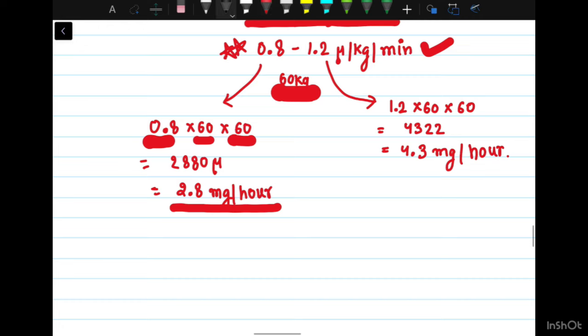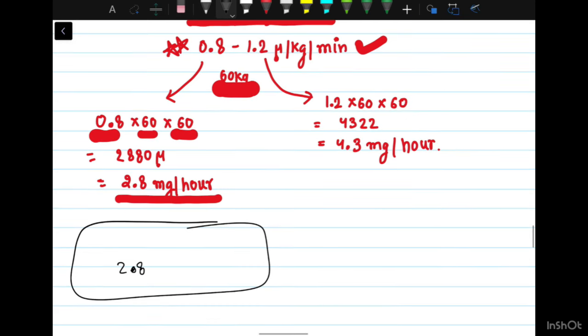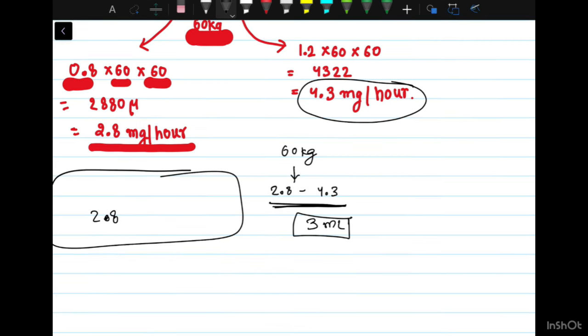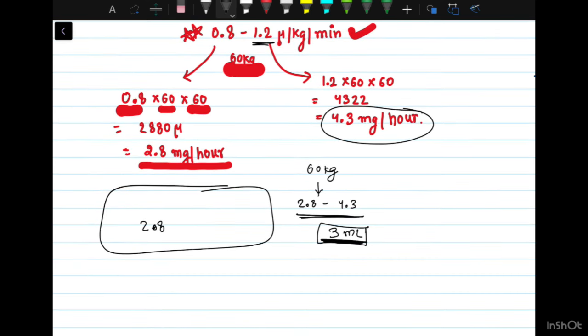So you have to adjust the infusion pump to 2.8 as the rate for the infusion, and if you take it as 1.2, then it will be 4.3. So for a 60 kg man, you can set the rate in between 2.8 to 4.3. If you take something in between, that is 3. So if you set the 3 ml rate, this is the usual rate that you set for neuro patients or those patients in whom you don't want to repeat the boluses. So 3 ml is a very safe limit.